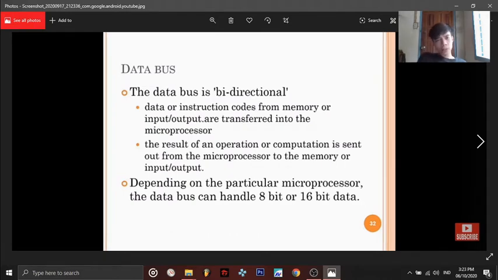Data bus. The data bus is bidirectional. Data or instruction codes from memory or input/output are transferred into the microprocessor. The result of the operation or computation is sent out from the microprocessor to the memory or input and output. Depending on the particular microprocessor, the data bus can handle 8-bit or 16-bit data.